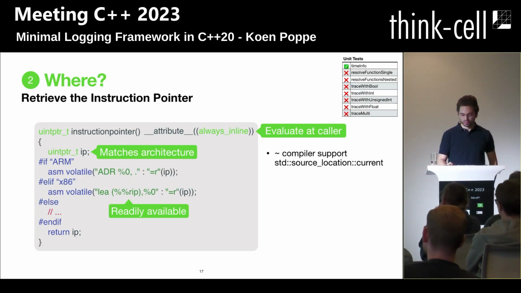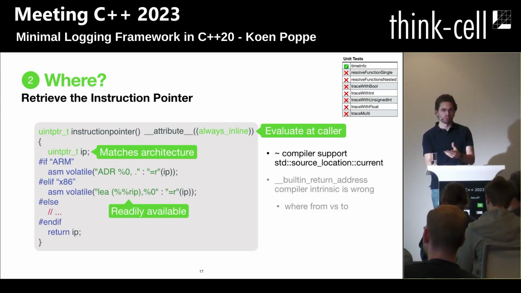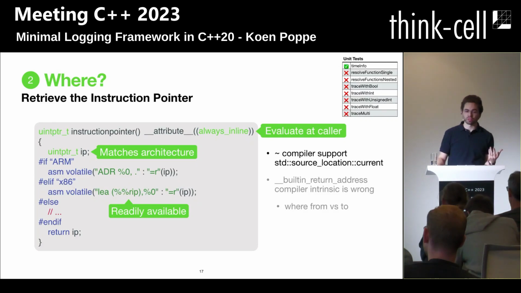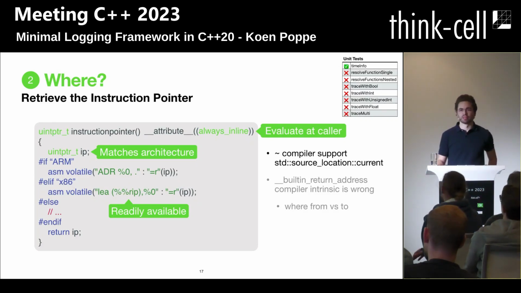In the first try, I used the compiler extension, the compiler built-in return address, but that is not the thing we want, because that tells you where the code will return to after the function and not where it came from. So in that sense, in some cases you would end up with a wrong address.